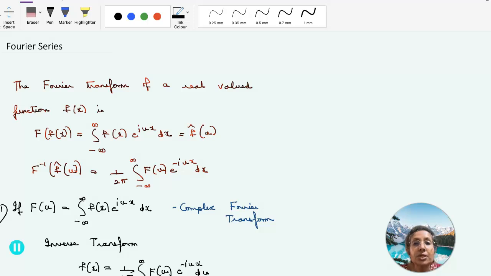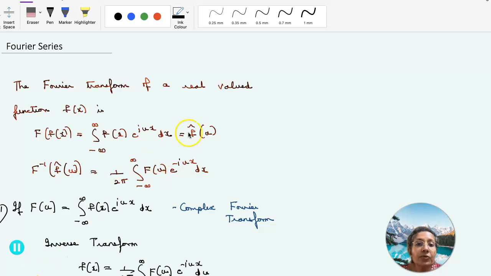So welcome to this class on Fourier series. Today we will be learning about the inverse Fourier transform and how to calculate it and how to go back to the original transform using the inverse Fourier transform. We'll be doing a few examples, so stay tuned.